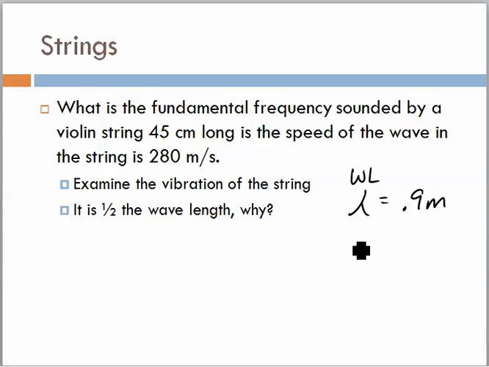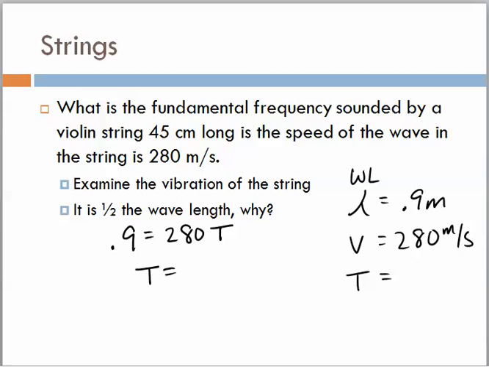Alright, they give us the wave speed to be 280 meters per second. Now I'm not quite ready to find the fundamental frequency, but I can find the period. And then I can just take the inverse of that. The period in this case turns out to be 0.003 seconds. And if I take the inverse of that, my frequency, which is what we're really wanting here, turns out to be 311 hertz.